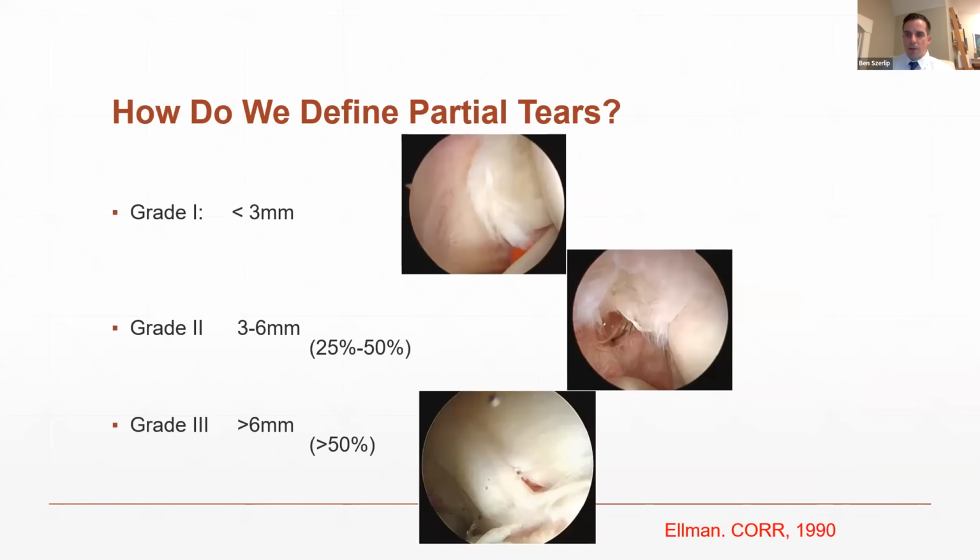But how do we define these partial tears? Is the rope completely pulled apart and torn off, or is there just some fraying on some of those fibers, is what I tell patients. They divide it into three easy grading systems. Grade 1 is smaller, grade 2 is 25 to 50%, and grade 3 is over 50%. If you look at the bottom right corner, this is from 1990. So some of these findings are over 30 years old. Keep that in context.